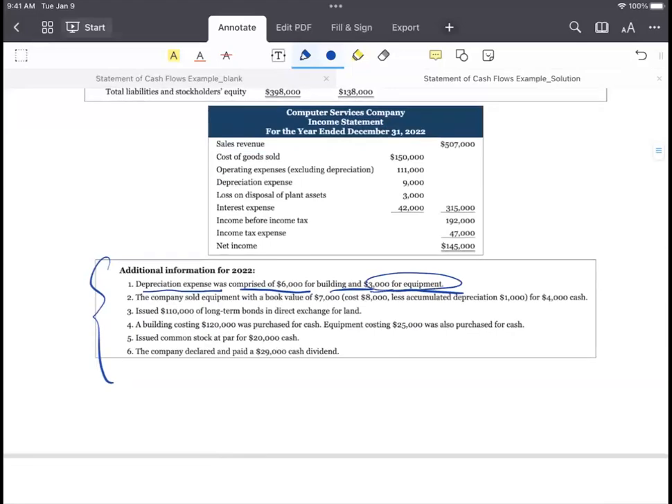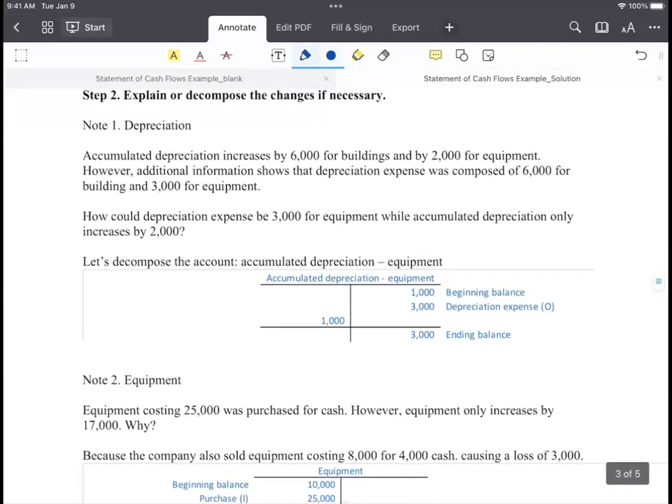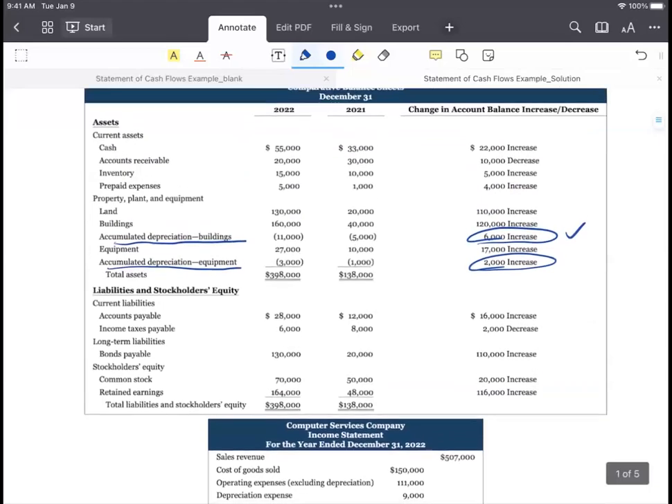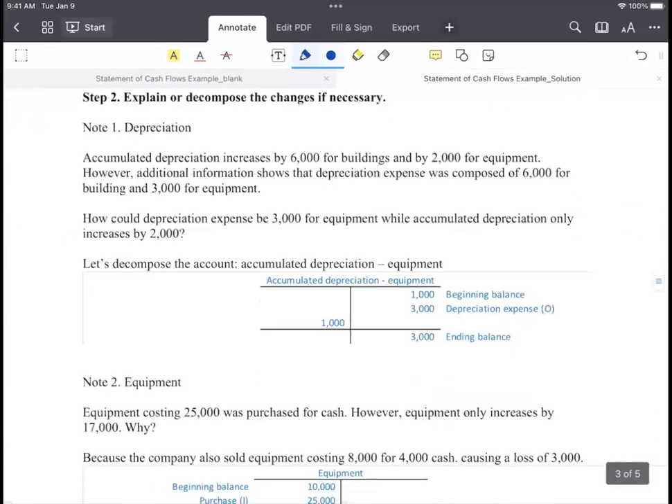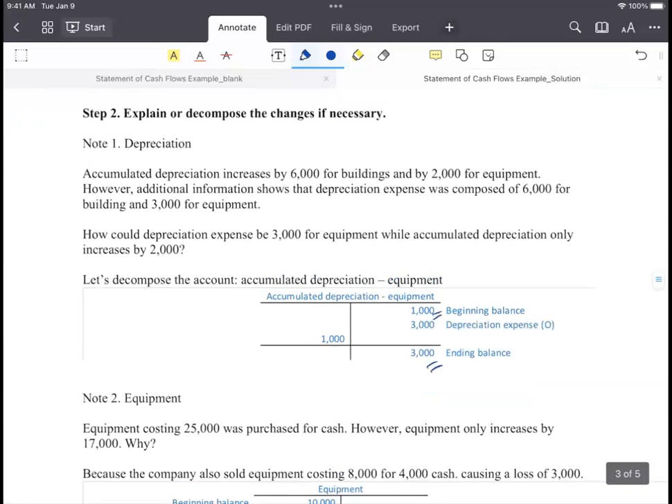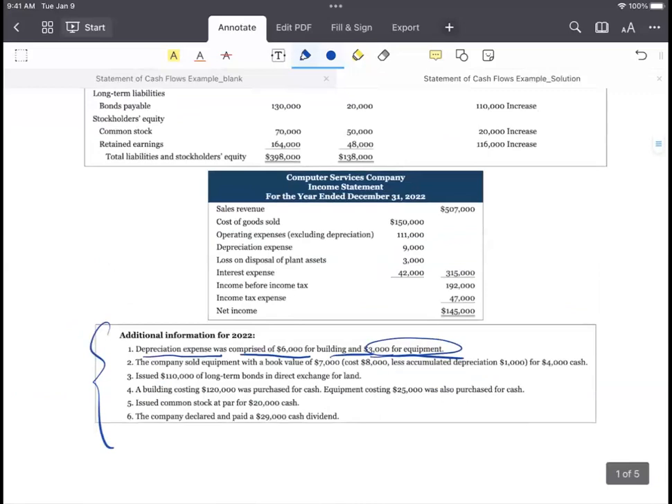So what is happening here? Now we need to do some decomposition. Let's decompose the accumulated depreciation for equipment. The beginning balance is 1,000. The ending balance is 3,000. And we know that the firm incurred 3,000 depreciation expense for equipment. So there's a 1,000 difference, and where is it coming from?